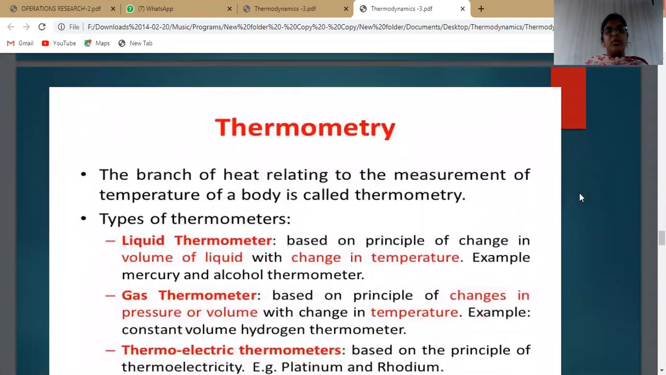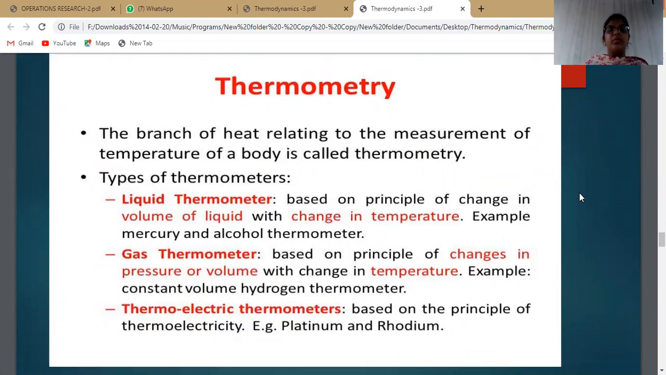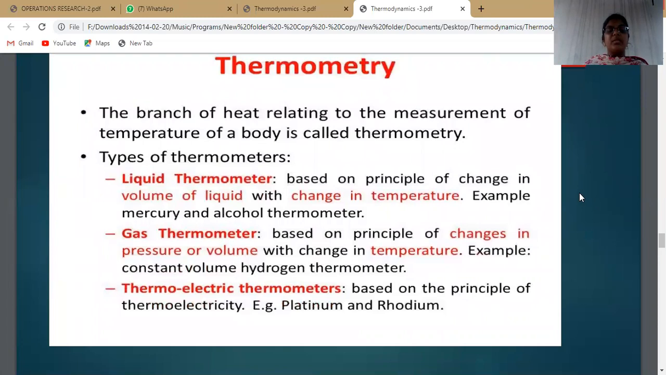What is thermometry? Thermometry is the branch of heat relating to the measurement of temperature of a body. Types of thermometers: the liquid thermometer is based on the principle of change in volume of a liquid with change in temperature. Examples: mercury and alcohol thermometers.